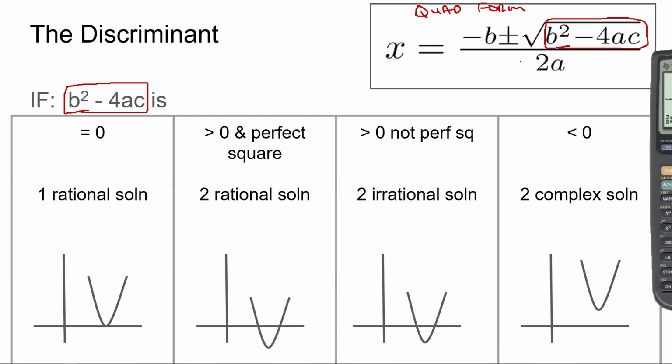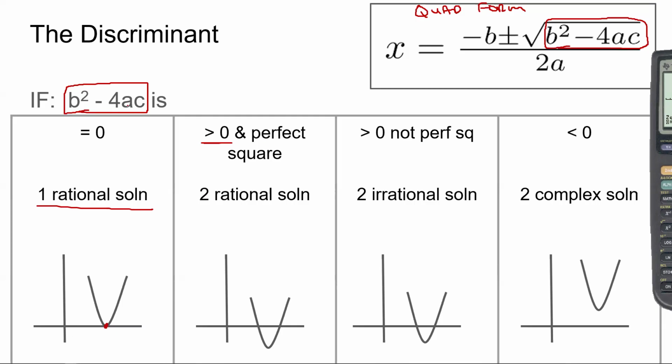four possibilities. If B squared minus 4AC is exactly equal to 0, then that parabola comes down and just kisses the x-axis right there, and you're going to have one rational solution. Okay? There'd be one solution that is a rational number. It could be a whole number, could be an integer, could be a fraction, could be a decimal, but it's rational.